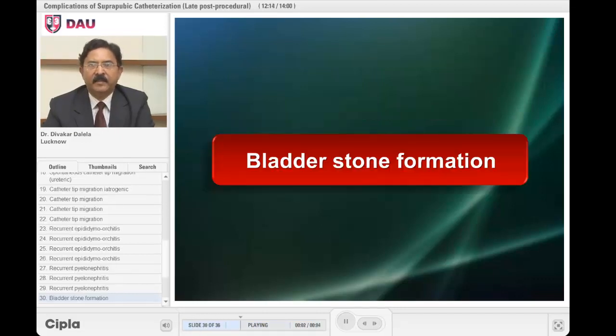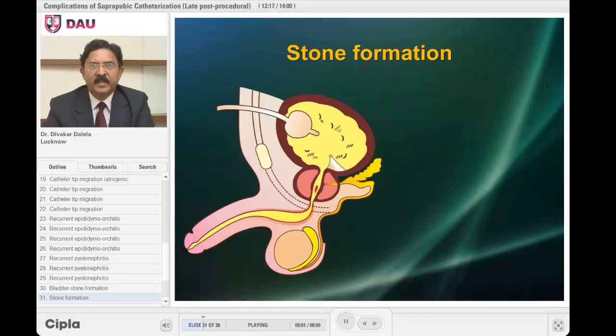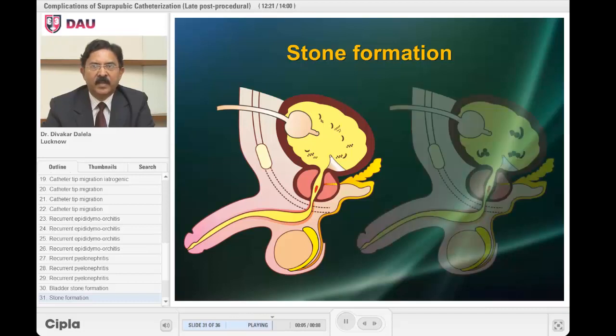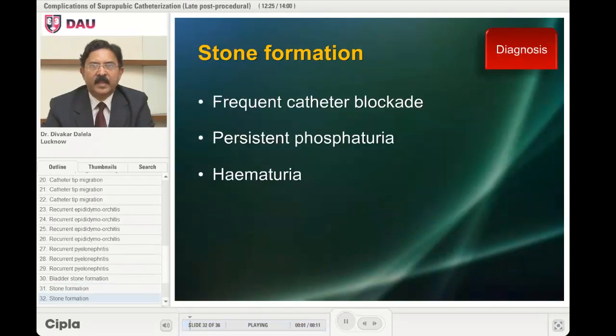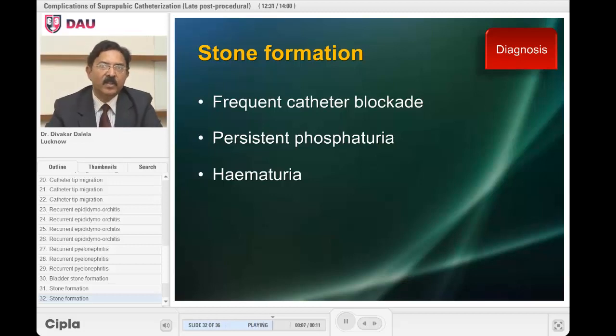And finally, you can have a complication of bladder stone formation. This happens, why? I told you, if you leave behind these particles, they become bigger in size and form multiple stones in the bladder. The diagnosis is simple. These stones lead to frequent catheter blockade. The phosphaturia becomes more severe and sometimes you can have hematuria coming along.